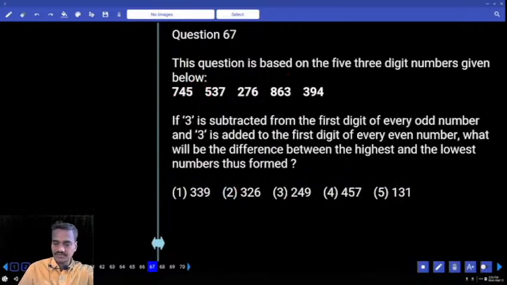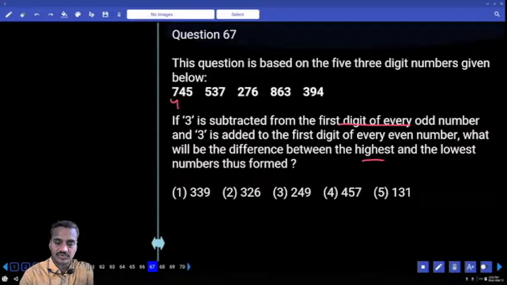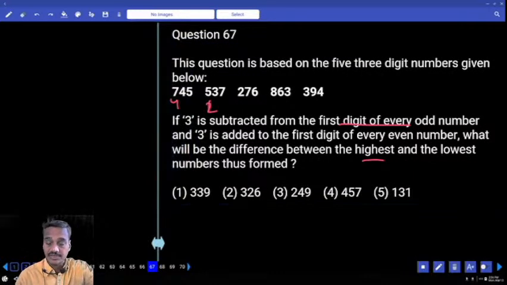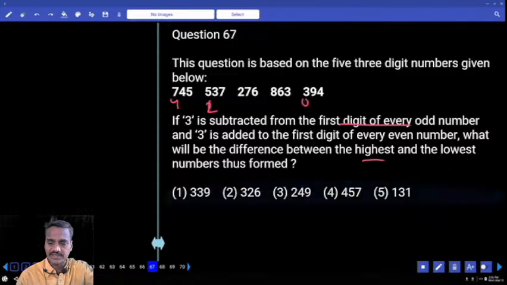Then 67: if 3 is subtracted from the first digit of every odd number and 3 is added to the first digit of every even number, what is the difference between the highest and the lowest numbers thus formed? Okay, 3 is subtracted from the first digit of every odd number. Now this will be 4 and this is 2. And 3 is subtracted from the first digit of every odd number. This will be just 94. And this is the lowest number.